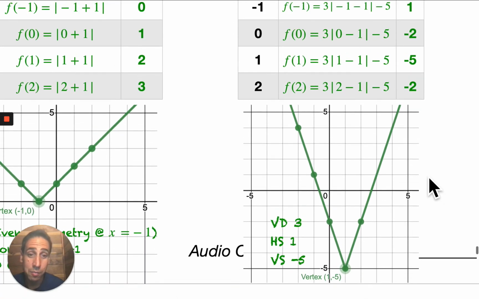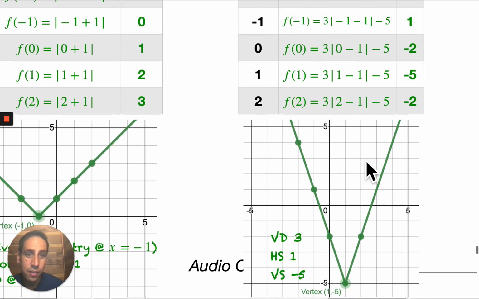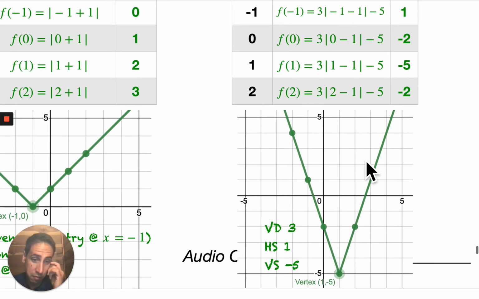So, in summary, the 3, the -1, and the -5 produces a V with a vertex at 1, -5, and we've got a horizontal shift of +1 here. We've got a vertical shift of -5 down here, and we've got a vertical dilation of 3, meaning the slope used to be +1, now the slope is 3. This line right here, you go over 1, up 3, over 1, up 3. That's the slope.